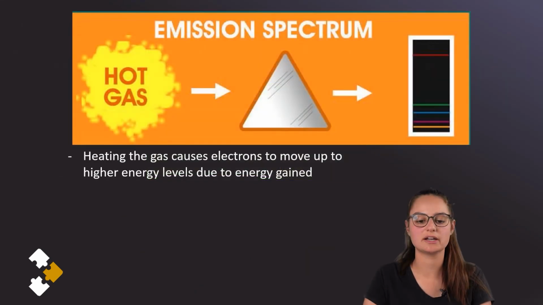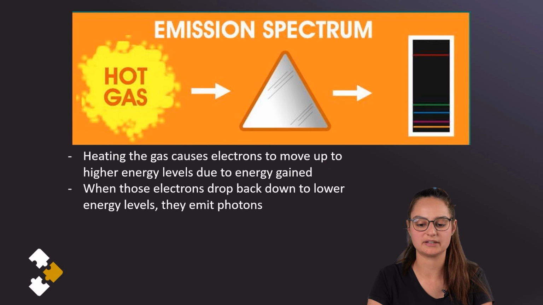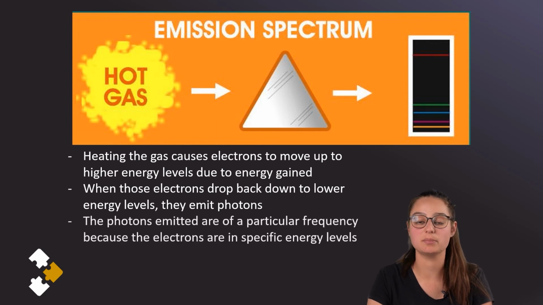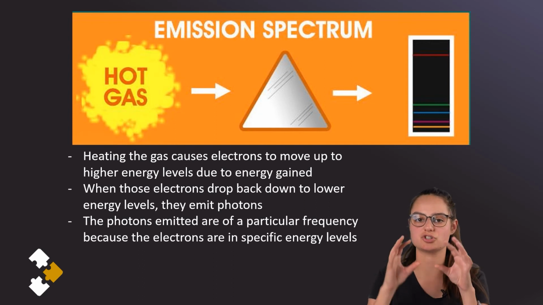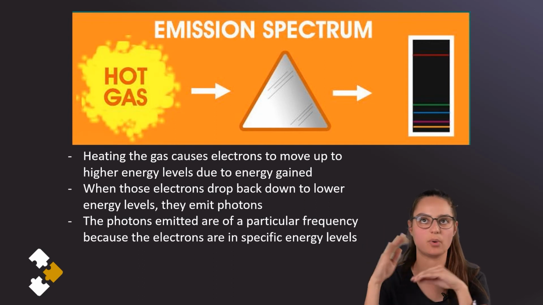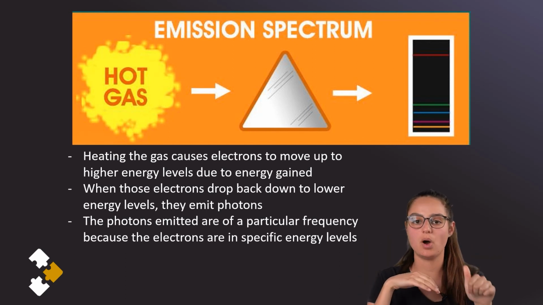So now let's just talk a little bit about the emission spectrum. Heating the gas causes electrons to move up to a higher energy level due to the energy that is gained. When those electrons drop back down to the lower energy levels, they emit photons. And the photons emitted are of a particular frequency because the electrons are in specific energy levels. So we can't have electrons floating in just anywhere. They have to be in a specific energy level. So in the previous examples, there was E1, E2, E3, and they have to be in one of those.